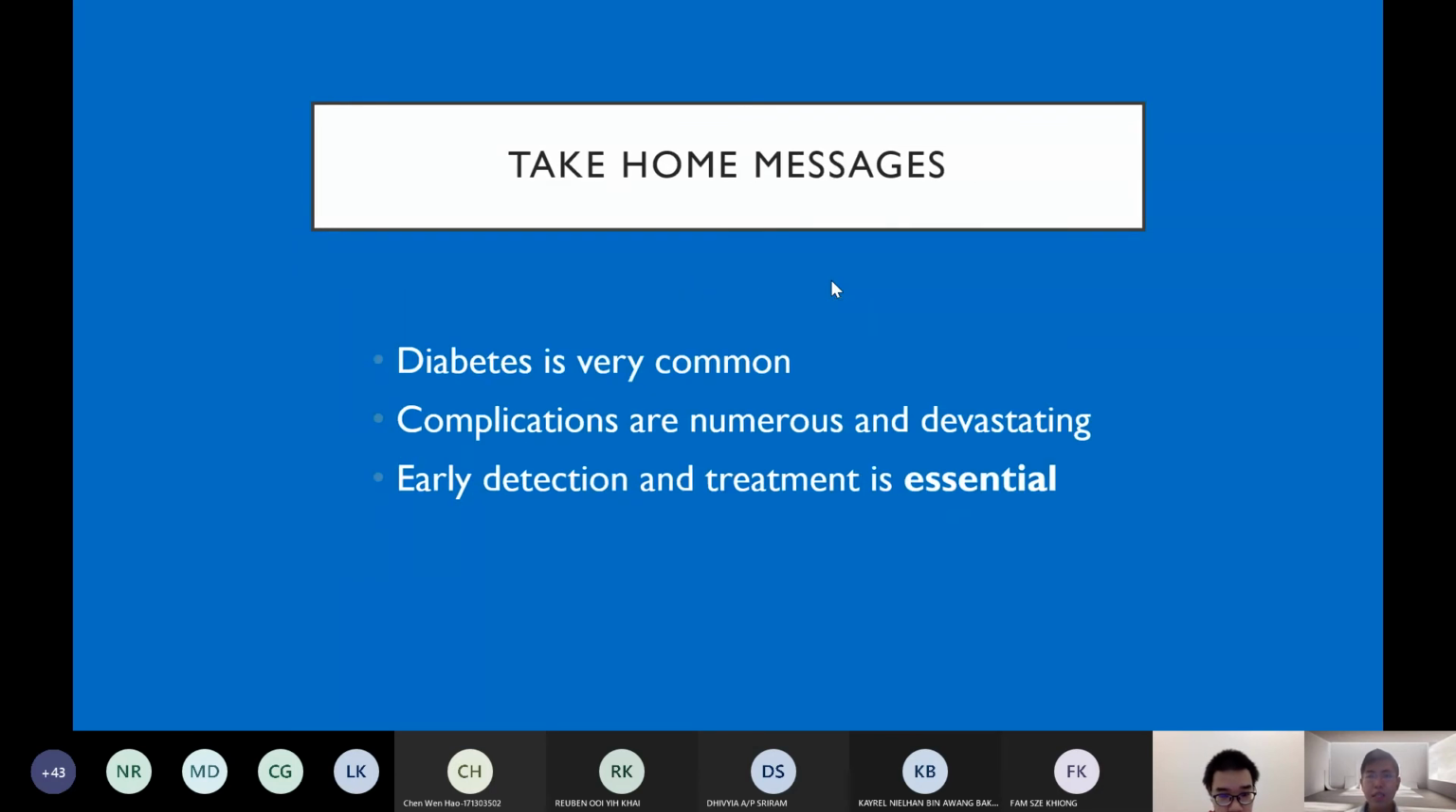Okay, so now summarizing everything, take-home messages. If you forget anything, you forget everything, so just don't forget that diabetes is very common, and the complications are very numerous and devastating. And especially amongst diabetes in the young, early detection and treatment is essential.